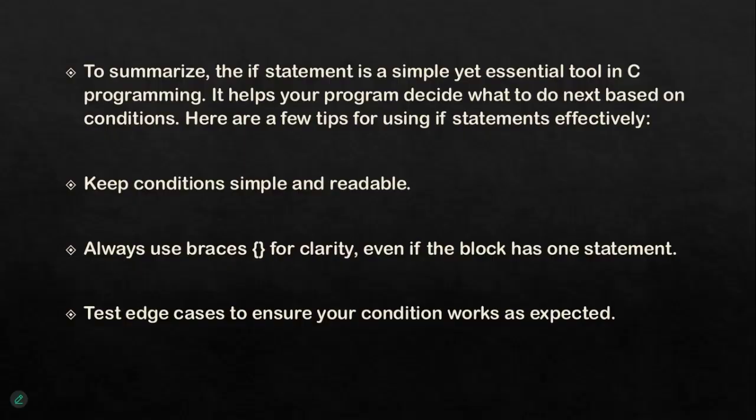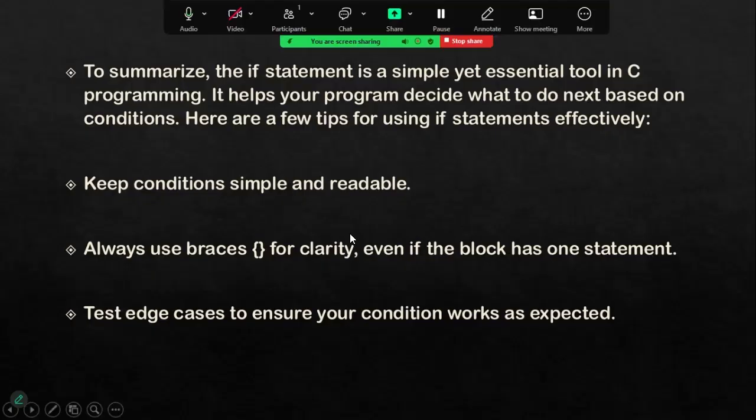To summarize, the if statement is a simple yet essential tool in C programming. It helps your program decide what to do next based on conditions. The if statement is a simple decision making statement. It is used to decide whether a certain statement or block of statements will execute or not. If a certain condition is true, then the block of statements is executed, otherwise not. So keep conditions simple and readable.